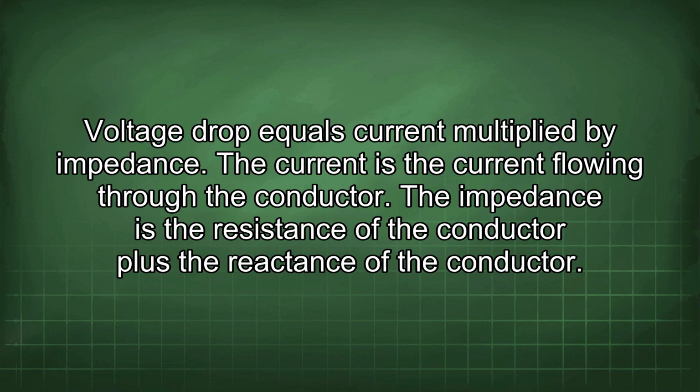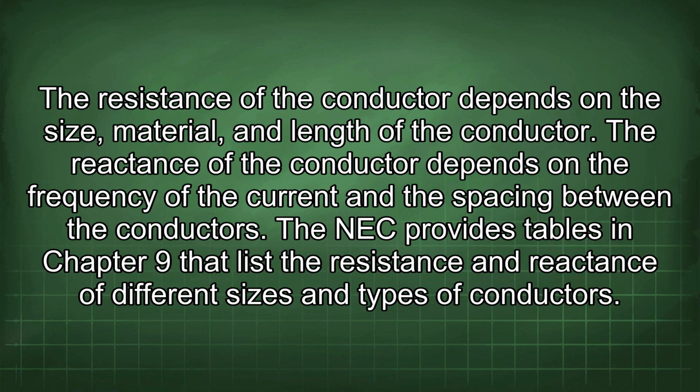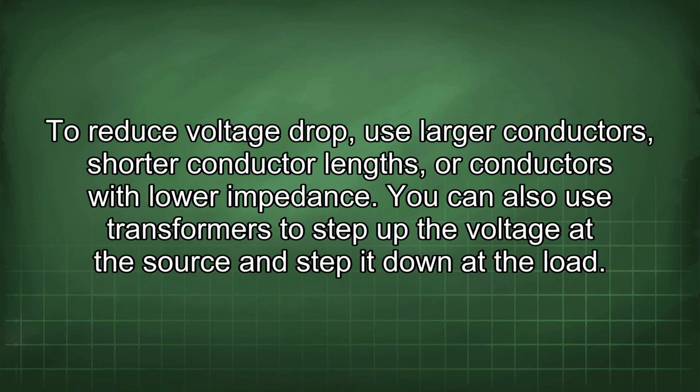The current is the current flowing through the conductor. The impedance is the resistance of the conductor plus the reactance of the conductor. The resistance of the conductor depends on the size, material, and length of the conductor. The reactance of the conductor depends on the frequency of the current and the spacing between the conductors. The NEC provides tables in Chapter 9 that list the resistance and reactance of different sizes and types of conductors. To reduce voltage drop, use larger conductors, shorter conductor lengths, or conductors with lower impedance.